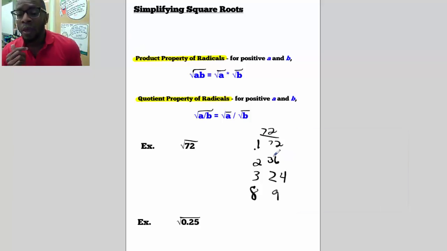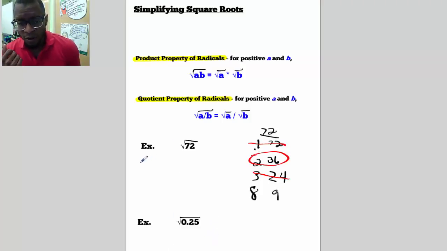Now, what we're going to do is look for the factor pair that has a perfect square in it. So I'm going to eliminate the ones that do not have perfect squares in them. 1 and 72 I can eliminate. 3 and 24 I can eliminate. Now, 2 and 36, 36 is a perfect square, and 9 is a perfect square. So we have two options. The option that we want to choose is the factor pair that has the greatest perfect square. So in this case, we want to choose 2 and 36 as our factor pair.